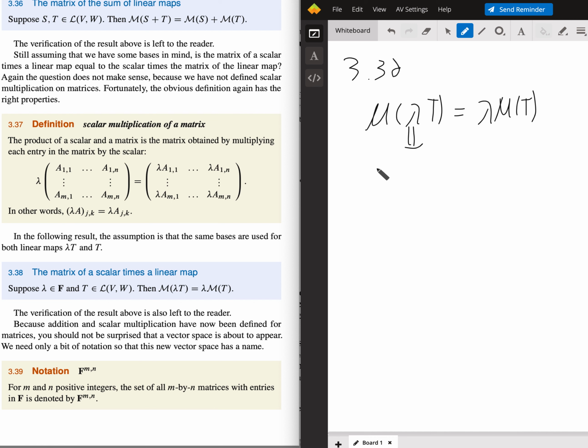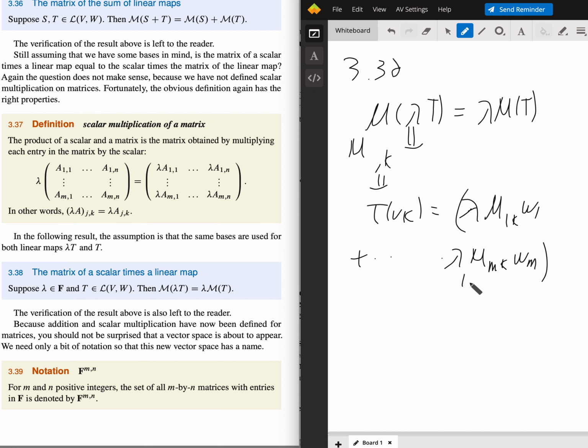So then let us consider once again some arbitrary column of M, because once it's true for some arbitrary column, it's true for all columns, and then that encompasses the whole matrix. So thinking about it this way, let's say T of Vk is equal to some lambda M1k W1 plus and so on, lambda times MMk WM. That's a lot of M's. Okay, so if you add them together, you're going to get T of Vk.